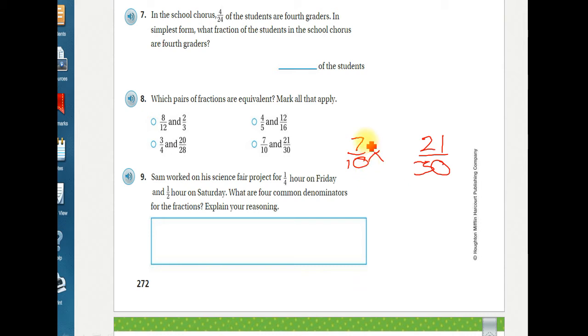Now I could start at the top or the bottom. I know my tens really well: 10, 20, 30. So if I multiply 10 times 3, I know I'm going to get 30. Since I started at the bottom, I have to use the same thing on the top, a 3. And then I check. Does 7 times 3 equal 21 as well? Yes, it does. So we know this is true, that those two are equivalent fractions.